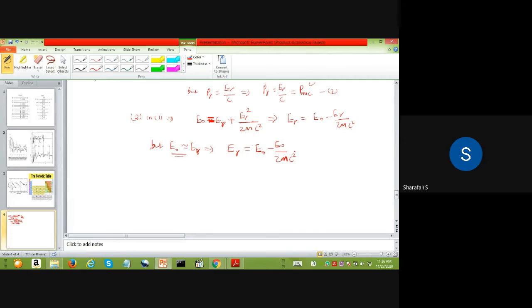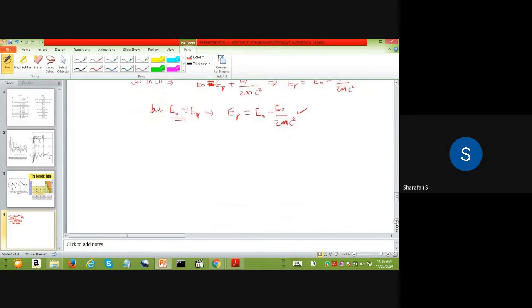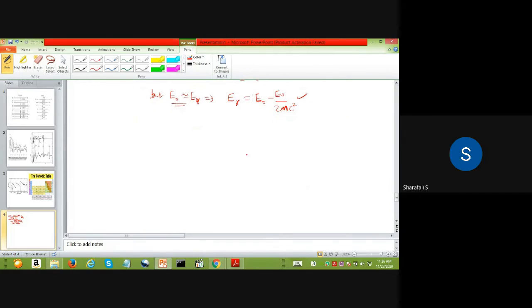Why? Because E gamma is not that much different from the E0, that is the energy difference between the excited and the ground state. Under that condition, you can have that equation. So the gamma photons that are coming out have some energy which is less than the energy of the level difference by E0 by 2mc square.